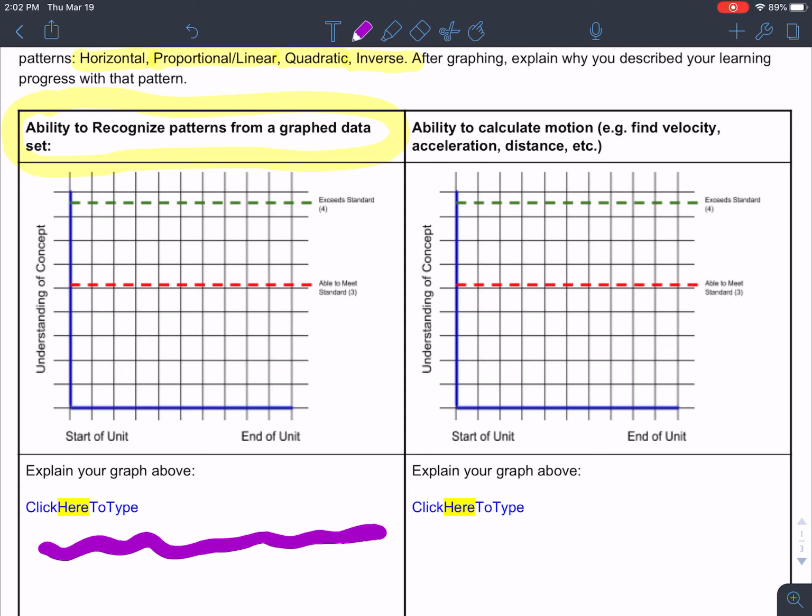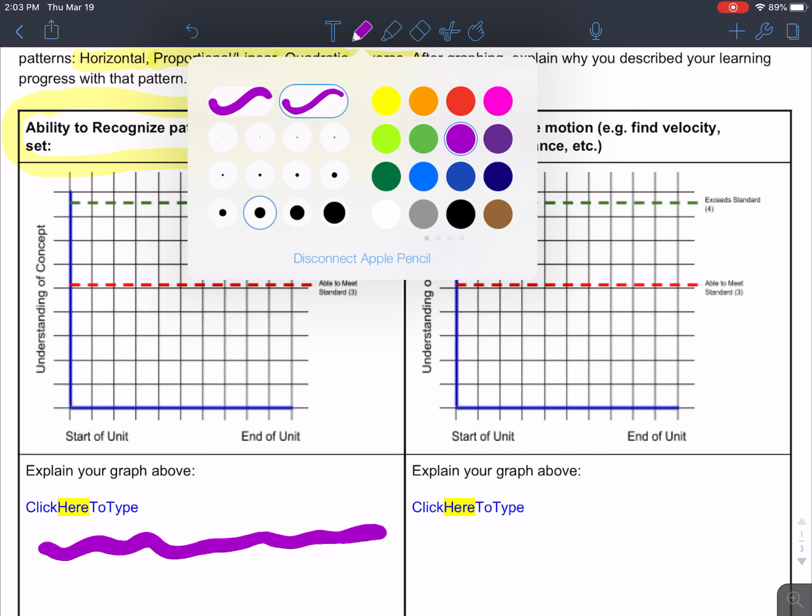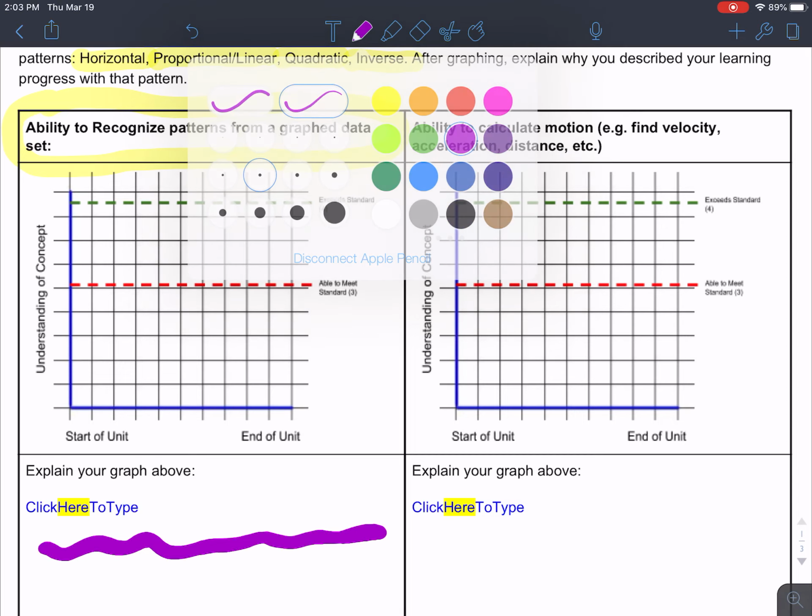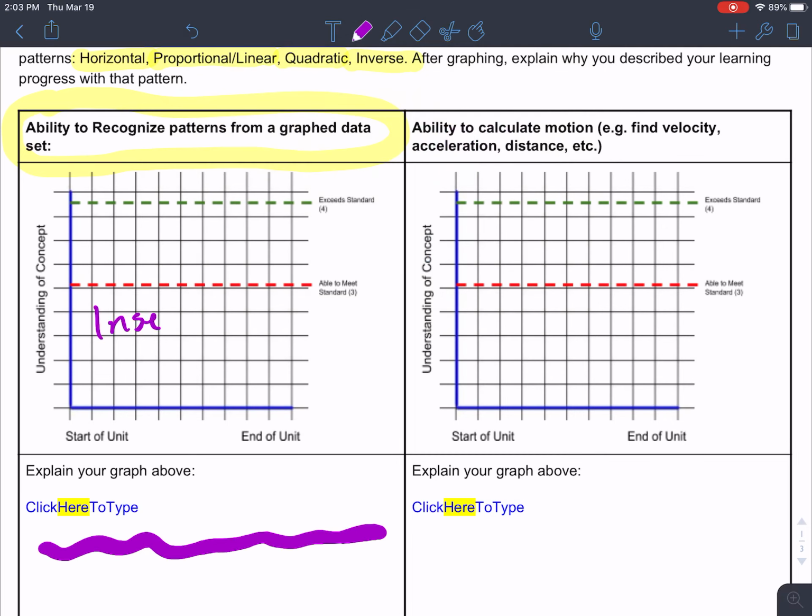Now again, if you're doing the Google Doc version, if you double click on the graph, it will let you edit and then create your line. If you're on the Microsoft Word version, go to insert, look for shapes, and then look for your line or whatever.